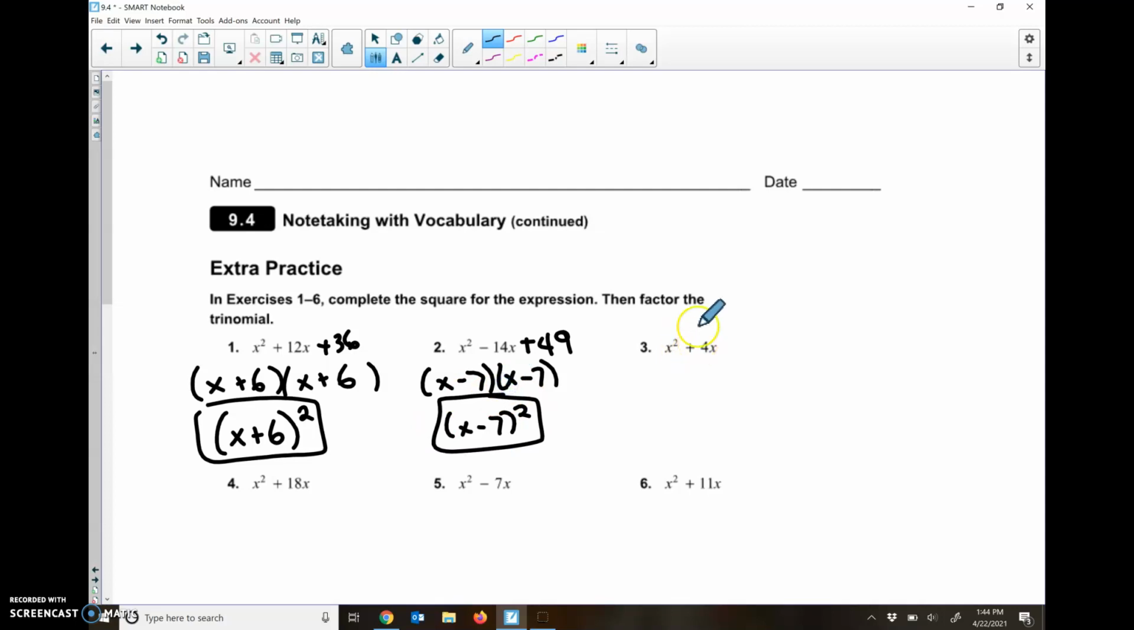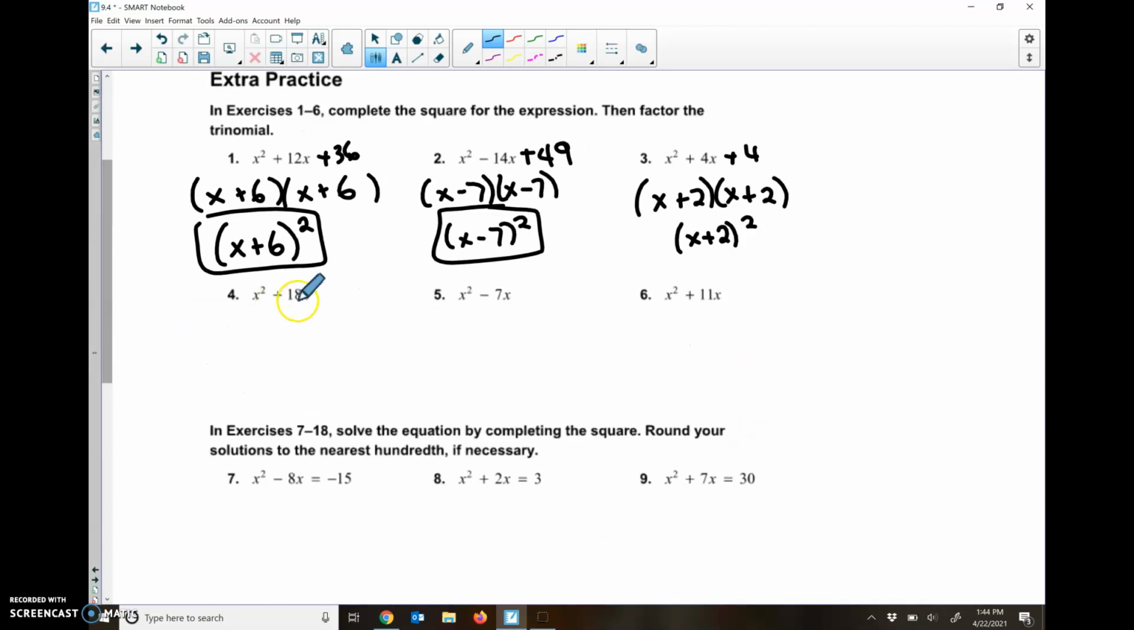Here we have x squared plus 4x. So 4 divided by 2 is 2. 2 squared is 4, so we're going to finish it off with a plus 4. Same thing: x plus 2, x plus 2. 2 times 2 is 4, and 2 plus 2 is also 4. Right here, same thing. 18 divided by 2 is 9. 9 squared is 81, so plus 81. So x plus 9, x plus 9, or x plus 9 squared. 9 times 9 is 81, and 9 plus 9 is 18.